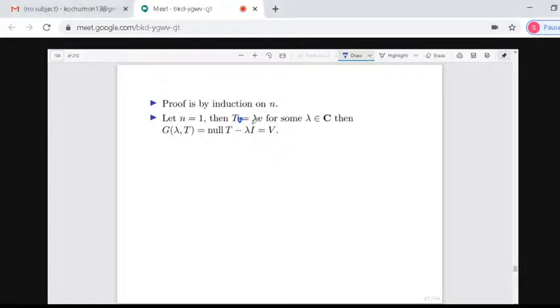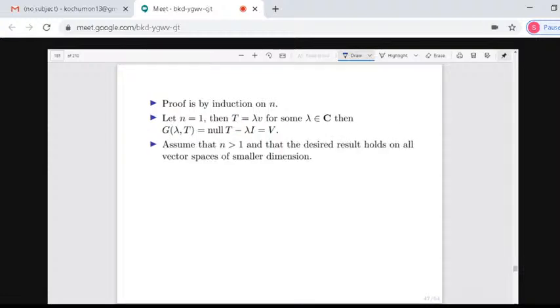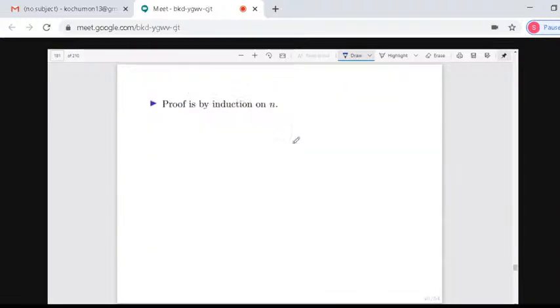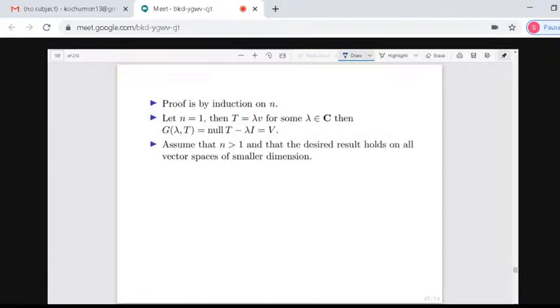Lambda v for some lambda, an element of C. Then G lambda T is nothing but the null space of T minus lambda. The dimension is 1 here, and it is equal to V. So when n is equal to 1, we get what we want. Recall again what we want: we want to show V is a direct sum of G lambda T's for the corresponding distinct eigenvalues. When the dimension is one, there is only one eigenvalue, and then you have the theorem. Assume that n is greater than 1 and the desired result holds for all vector spaces of smaller dimension.